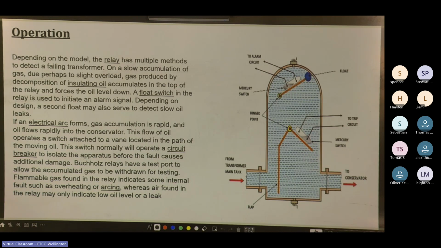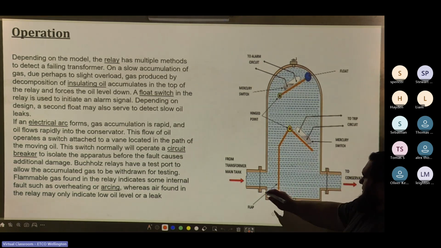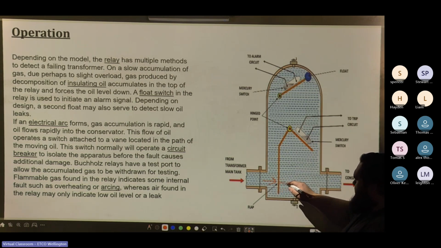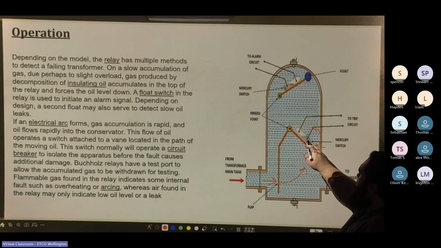Cool. So this is an older style type. These have mercury switches. So what happens is, if there's a rapid flow of oil, it heads this way, and then this arm will be forced up, which will force this arm to pivot up as well. And then the mercury will tip back and conduct across these two points here, which will trip the circuit.